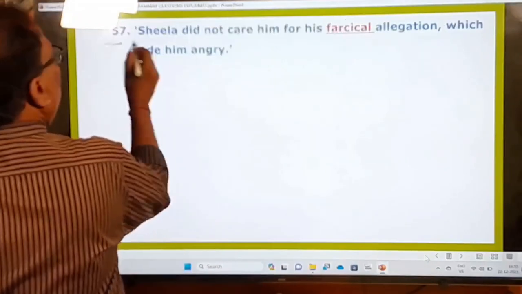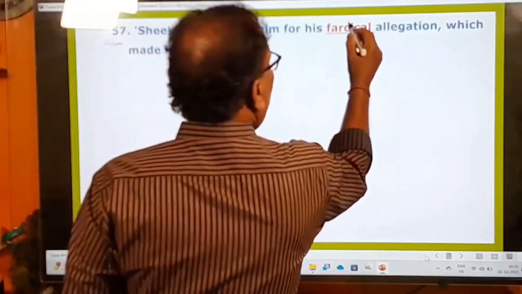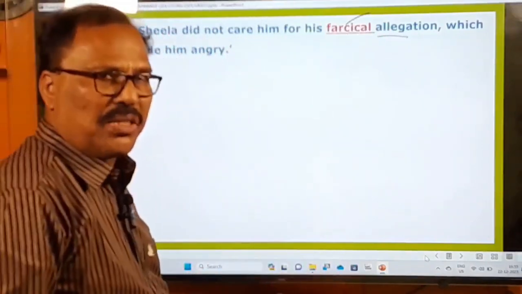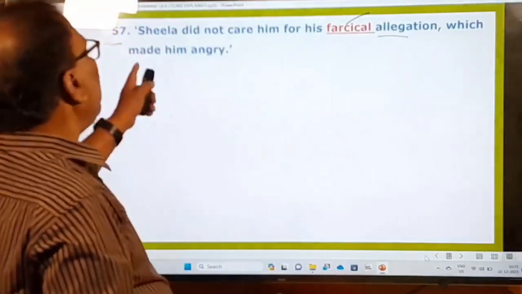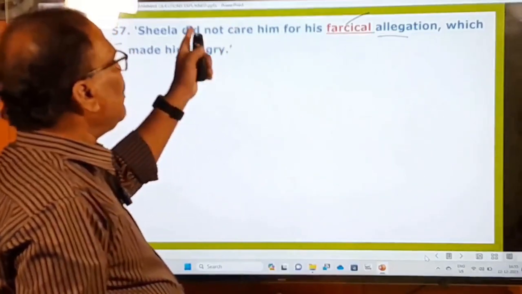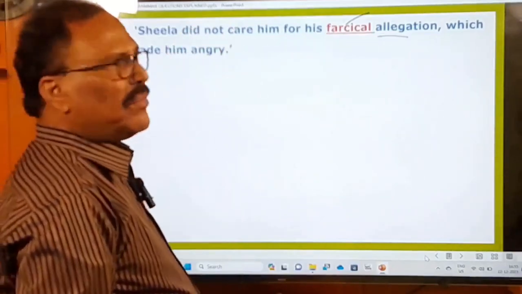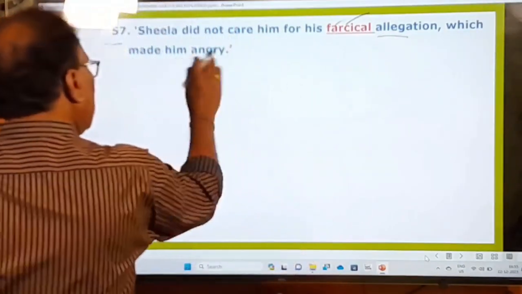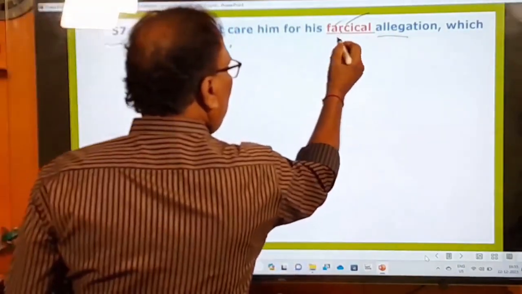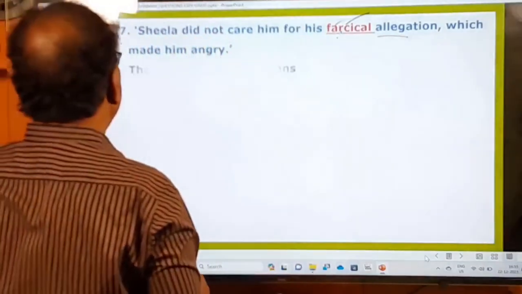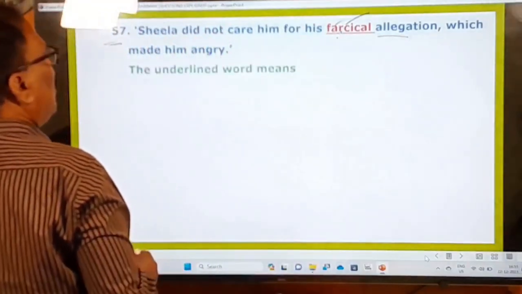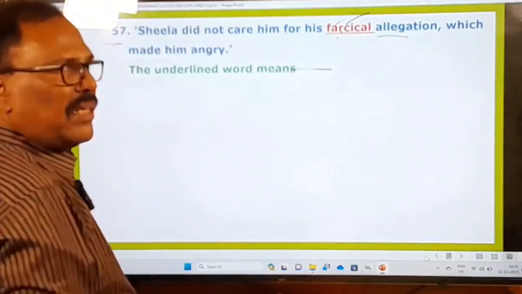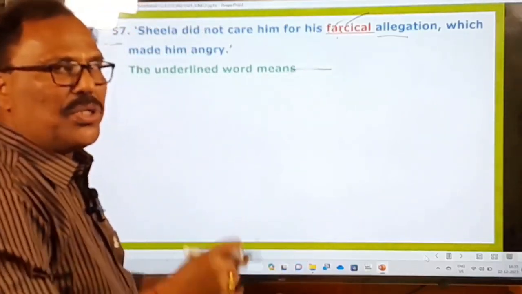So the 57th one is there. Sheila did not carry him for his farcical allegation. Allegation means charge, which made him angry. So she did not carry him for his farcical allegation. And what is this in the statement? This "farcical" is underlined and put in red color. And what is the examiner asking you to do? The underlined word means the examiner is asking you to show its meaning.